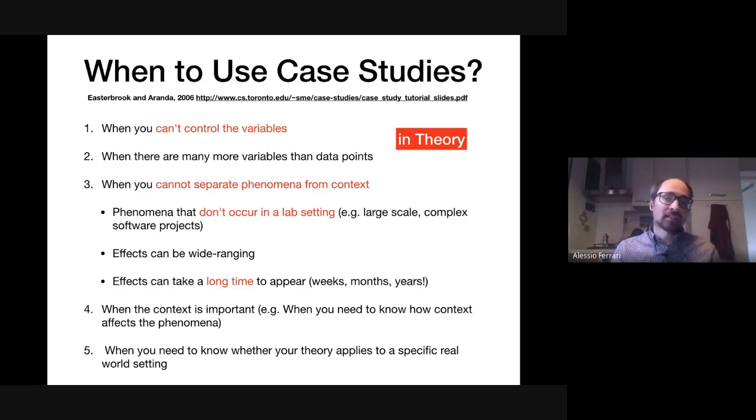So that's why case studies are the most common, of course, whenever the context is important, so when the context has a main role in affecting the phenomena, and whenever you need to know whether your theory that you've developed in the lab, basically, or through an experiment also, may apply to a specific real-world setting. This is in theory, and this is all true, of course.